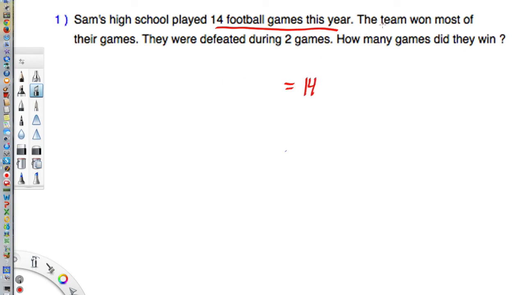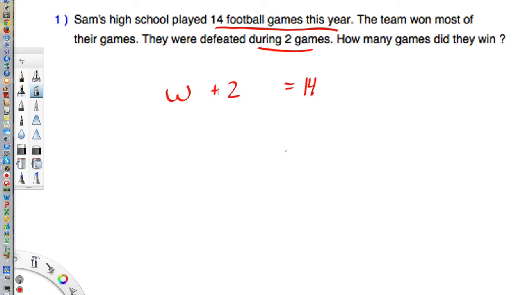That's equal to 14. The team won most of their games. We don't know how many they won. They were defeated during 2 of their games. So wins plus losses, the two here, that's their 2 losses. How many games did they win?